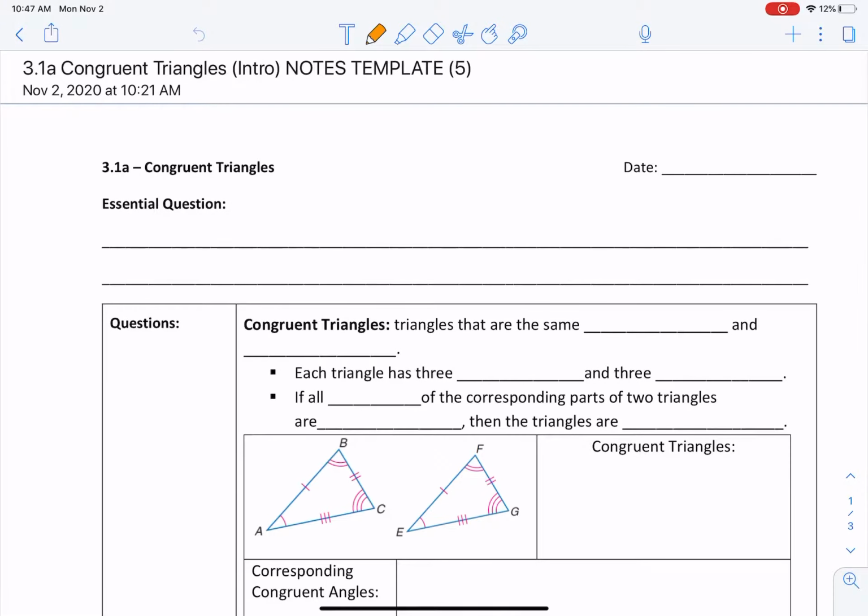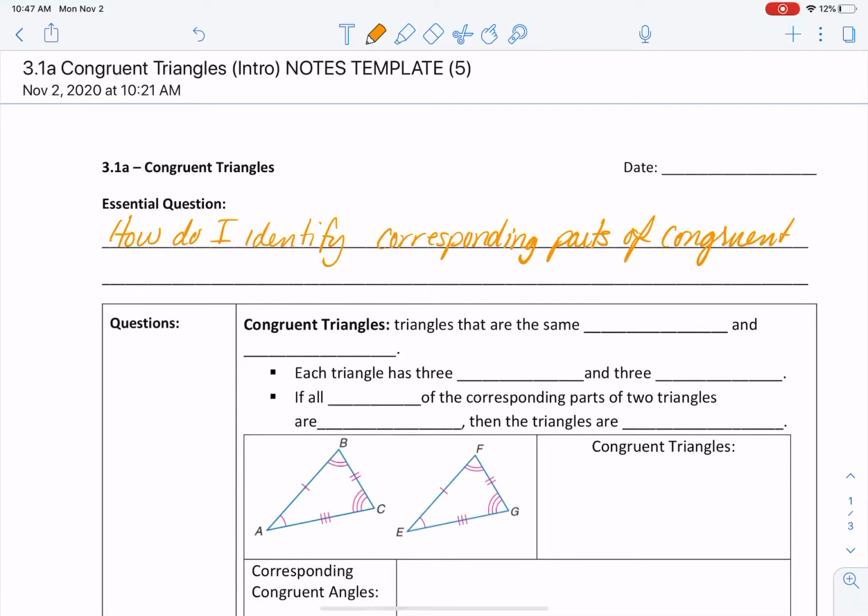Today we're talking about congruent triangles and being able to identify the corresponding parts of congruent triangles. So our essential question today is, how do I identify the corresponding parts of congruent triangles and then use that information to write congruence statements.